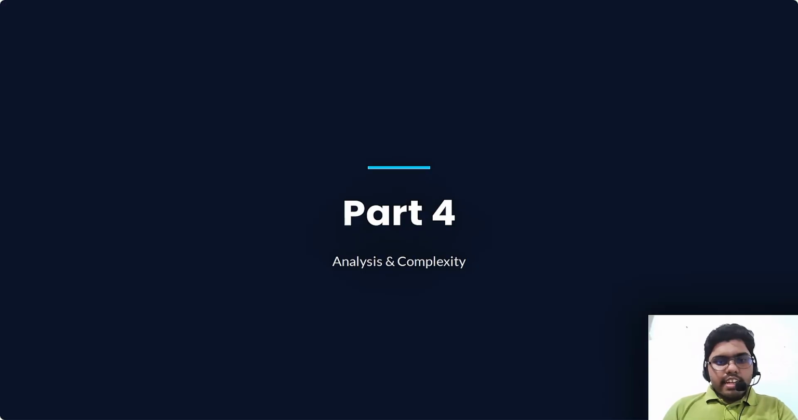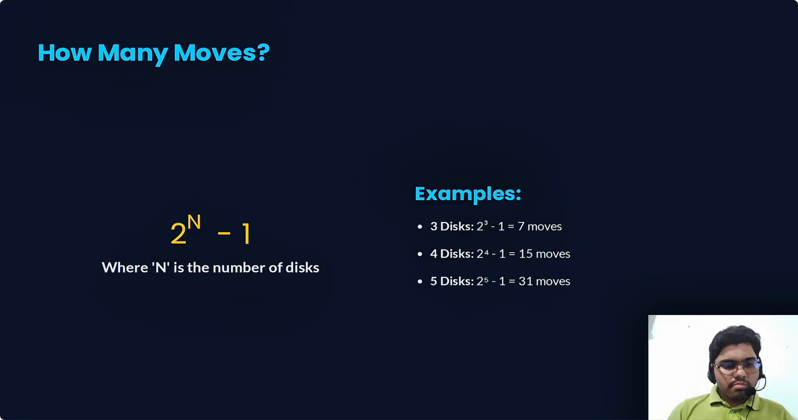Analysis and complexity. So we solved it, but how efficient is this? Let's talk numbers. The number of moves required follows a very specific formula: 2 to the power of n minus 1.